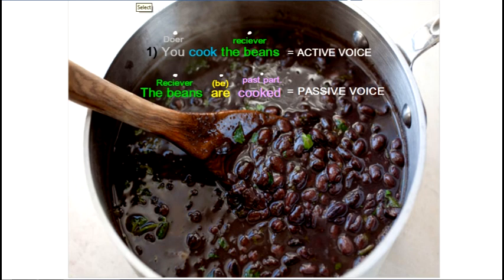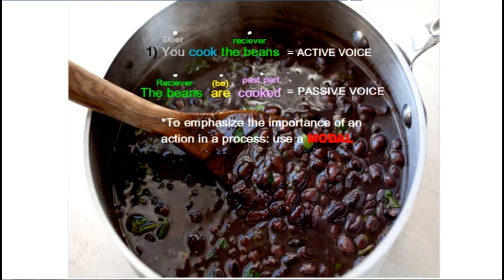That's the passive voice. But we want to show today how to give your passive voice sentence a little bit extra flavor. Something like an emphasis. So, basically, to emphasize the importance of an action in a process, you can use a modal. So, for example, it's very important that the beans are cooked. Okay? It's absolutely necessary. No one wants to eat gallo pinto if the beans are not cooked, right?